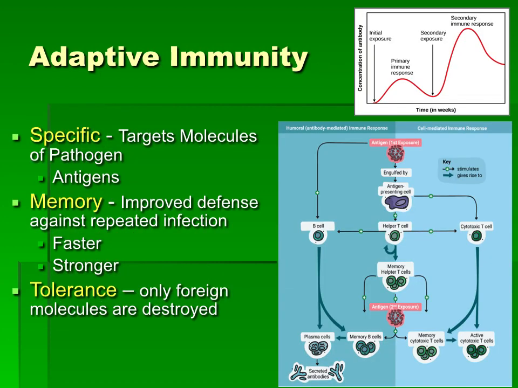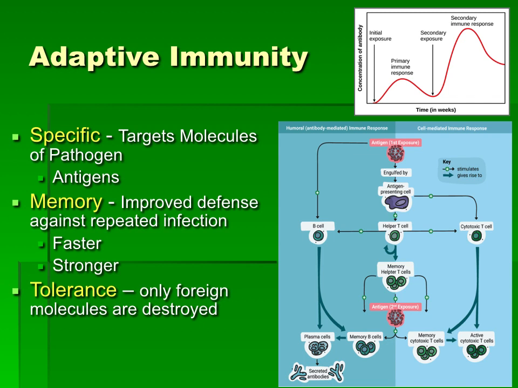Remember, adaptive immunity has three big features. First, it's specific. It targets the molecules of the invading bacteria, virus, or whatever organism. We call those molecules antigens, and they generate an immune response. And that response is only targeted on those antigens.